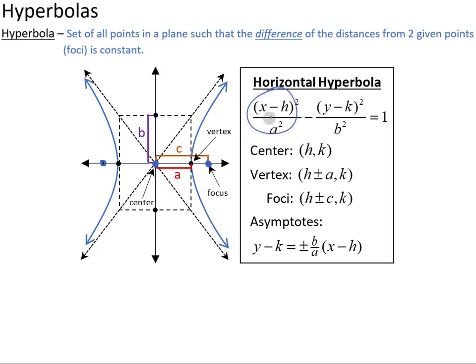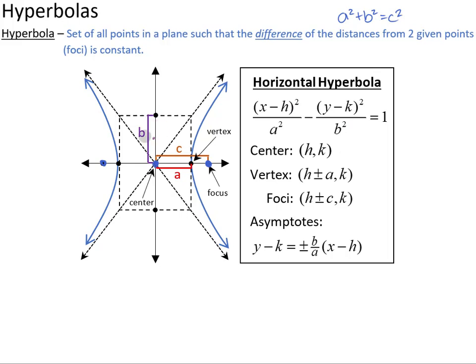Okay, if x comes first, if x is the positive one, this is the horizontal case. And here's how we graph it. Whichever one is positive, we put this value a squared underneath. Doesn't matter which one, it could be x or y, whichever is positive. The second one, the negative one, we put b squared underneath, and we still have a relationship from before, the Pythagorean theorem. a squared plus b squared equals c squared.